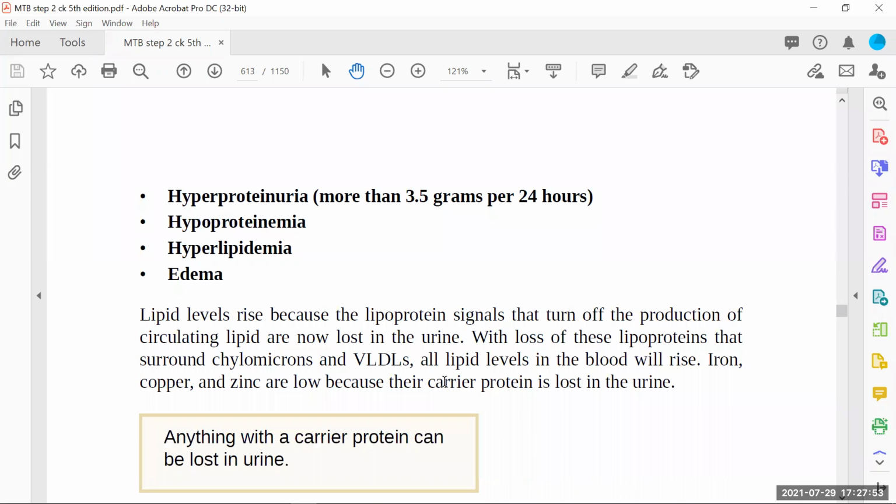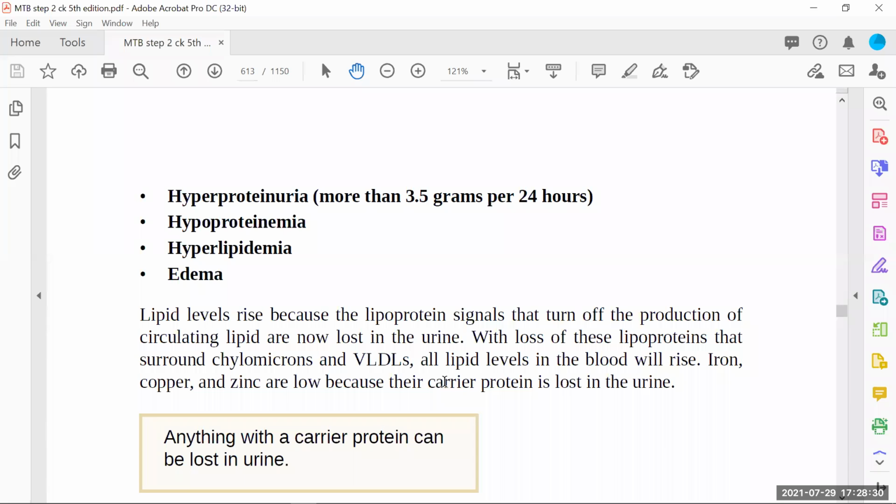So the lipid level rises. Now, they have mentioned the pathophysiology: the lipoprotein signals that turn off the production of circulating lipid are now lost in the urine. Again, maintaining the lipid level is also dependent on protein. And which protein is that? That's the lipoprotein. Lipoprotein is the one that maintains the whole metabolism of lipid. So what is happening if there is too much loss of protein? We will see less lipoprotein as well, so the lipoprotein signaling that turns off the production of circulating lipids is now lost in the urine.